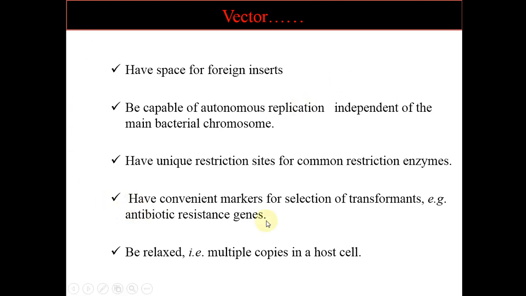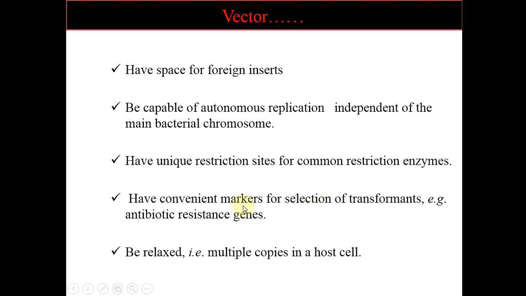It should have a convenient marker for selection of transformant, for example, an antibiotic resistance gene. Now this vector must have the selectable marker gene. What do you mean by selectable marker? When this vector is transferred to the host organism, host cells must be identified which have these vector molecules present in them. That is known as a selectable marker gene.